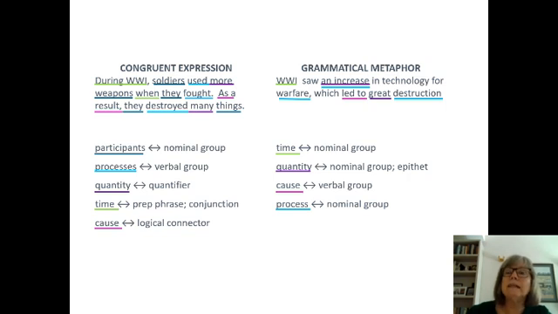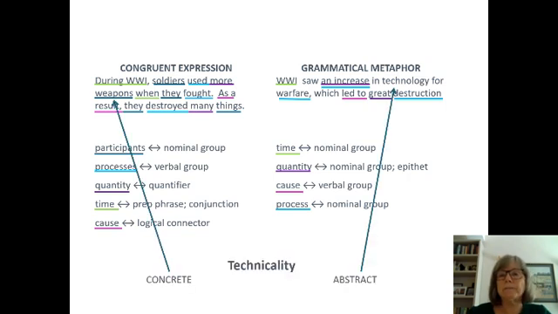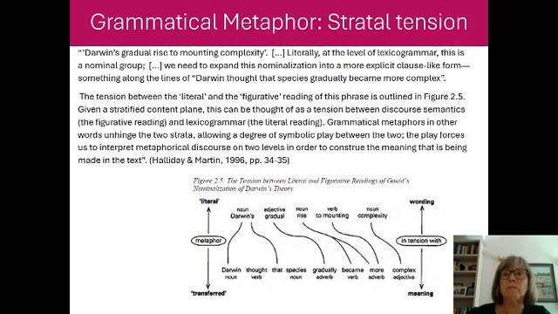So we see a tension happening here between a congruent expression, what you would expect the meaning to be construed through the lexical grammar, and how it is actually construed. We also see abstraction happening here. In terms of technicality, weapons is more concrete than abstract, okay? But that's a little bit of a separate issue. But grammatical metaphor is created through stratal tension.